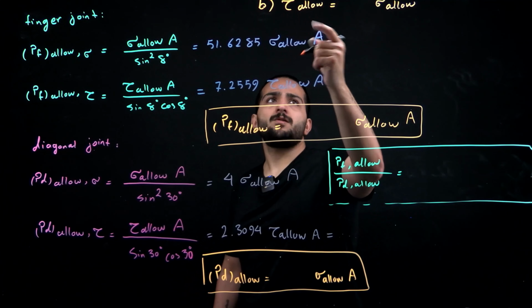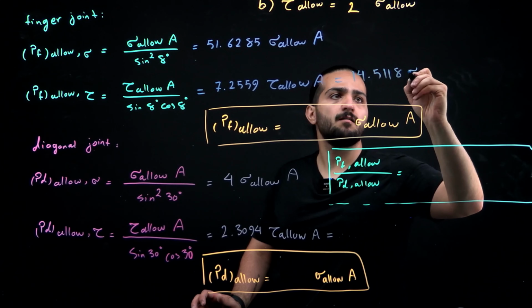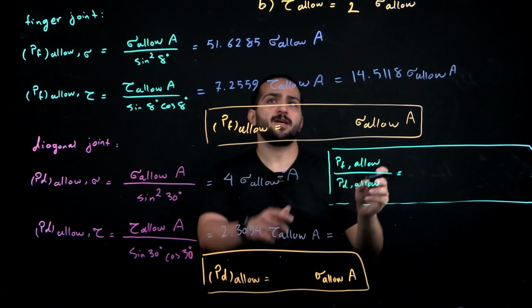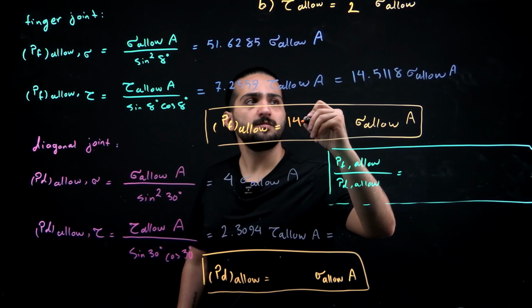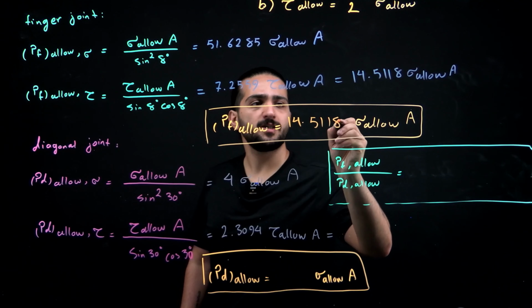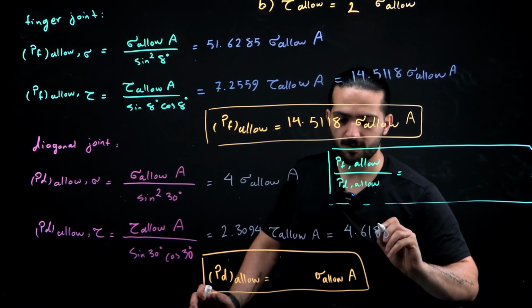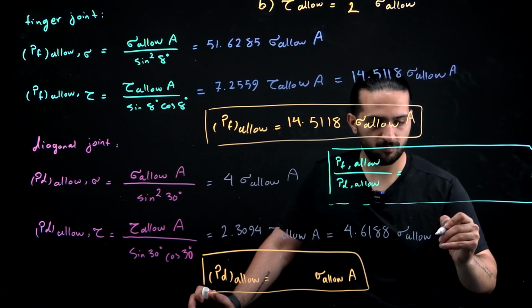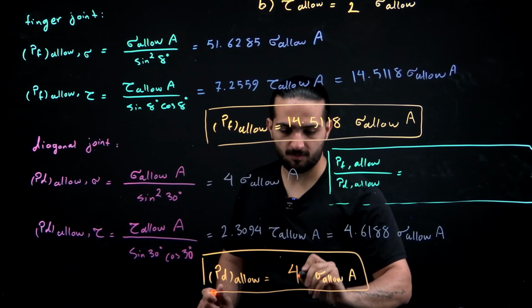Now in part B of the question, we have tau allowable is 2 times sigma allowable. The value of PF allowable doesn't change. The value of tau allowable will be equal to this multiplied by 2, which is 14.5118 sigma allowable A. And again, we have to pick the smaller value for our PF allowable, which is this one. So this is 14.5118. And this one, we have to multiply it by 2, which is 4.6188 sigma allowable A. So between these two values, this one is smaller. This will be 4 sigma allowable A.